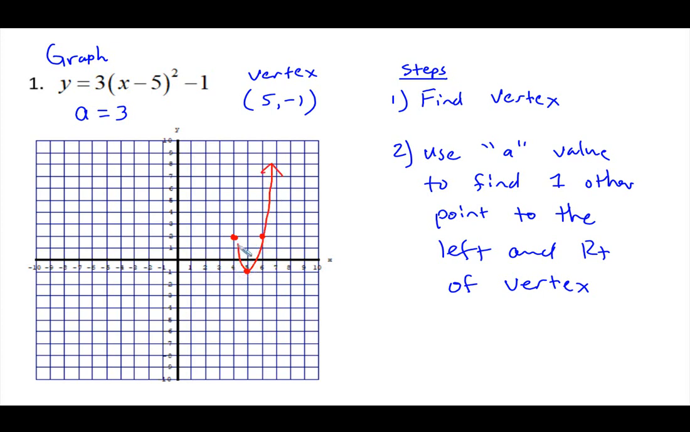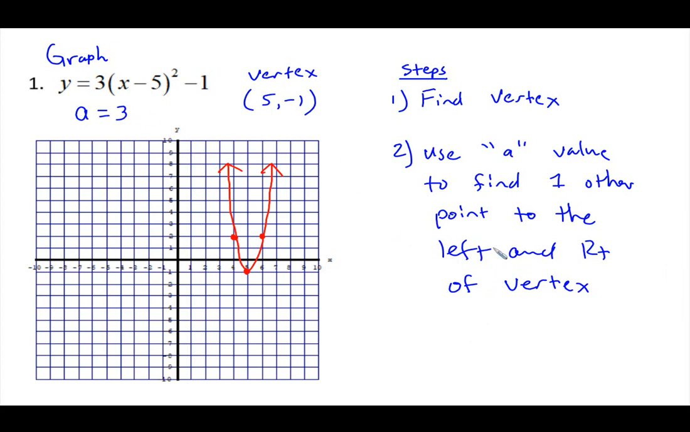Okay, so when you guys are sketching, I should see where your vertex is at, and I should see one additional point to the right and left of the vertex. We find that point by using the a value. There are other ways to find an additional point. You can make an x and y table, but the easiest way is to just use the a value.